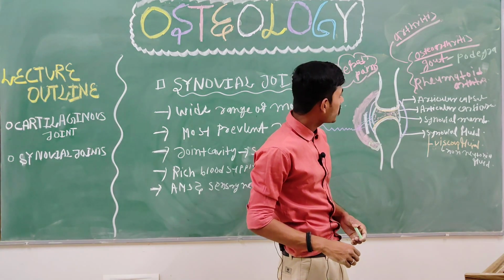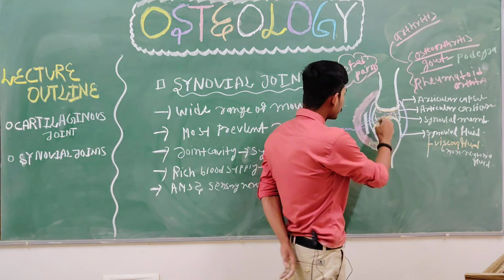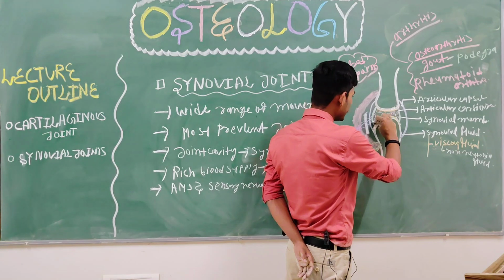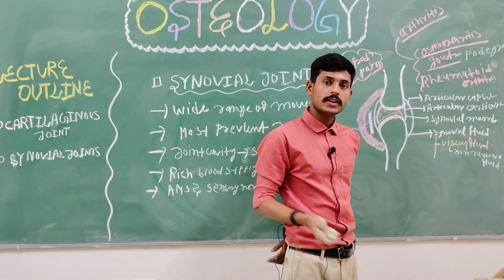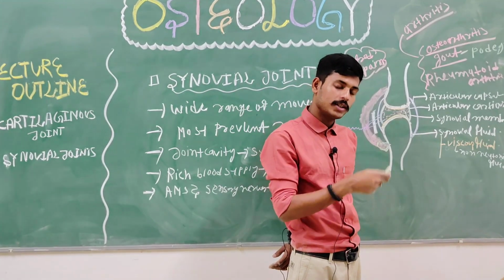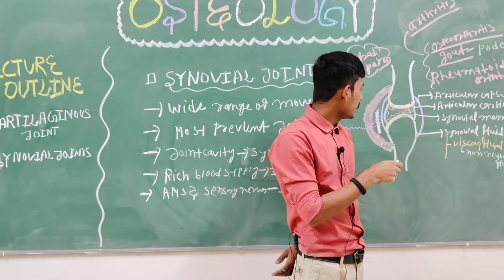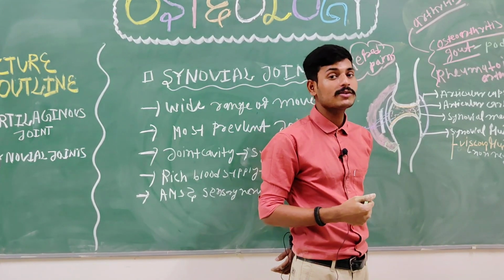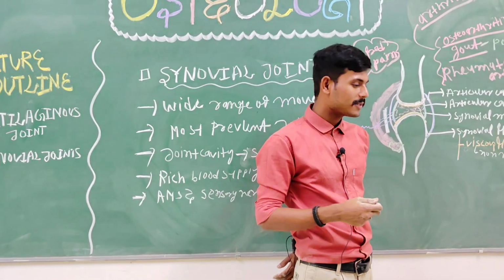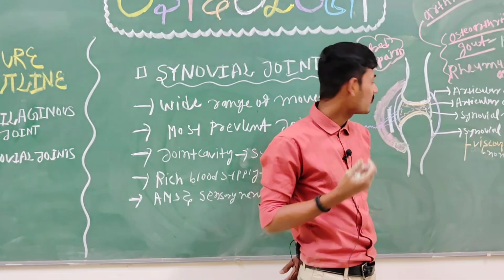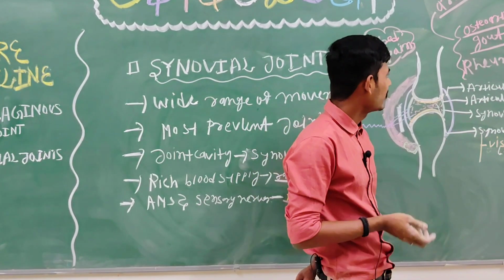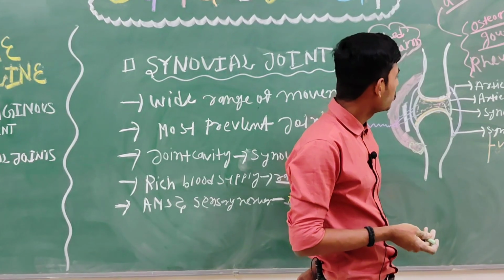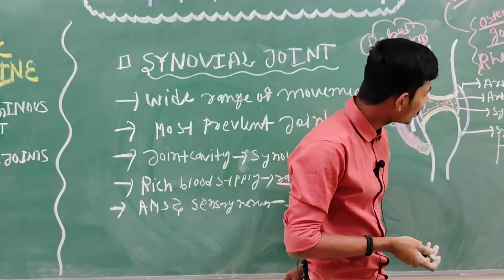Now, about rheumatoid arthritis, what is happening? There will be inflammation of this synovial membrane due to the body's own immune cell attack. Sometimes our immune cells are like security guards, and sometimes they are drunk too much, they forget to recognize their own cells, and they start destroying the cells. That is called rheumatoid arthritis.